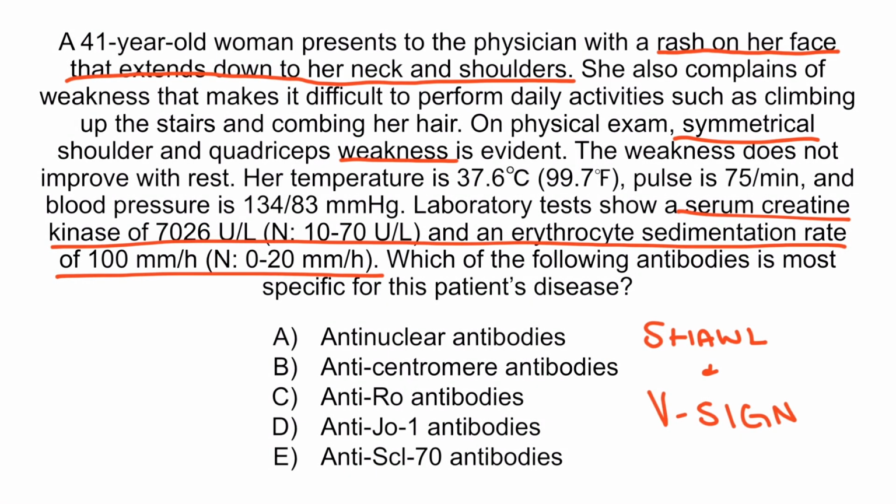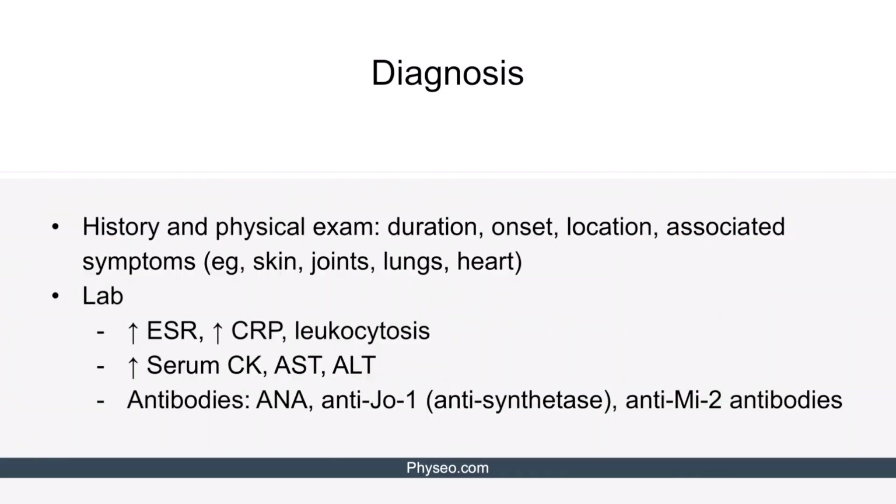So with dermatomyositis in mind, the correct answer, the most specific finding to this patient's disease, is D, anti-Jo1 antibodies. Recall that while anti-nuclear antibodies will be present in idiopathic inflammatory myopathies, such as polymyositis and dermatomyositis, these antibodies are not specific and can be present in other autoimmune diseases. Now, anti-Jo1, aka anti-synthetase antibodies, are more specific to both of these conditions, dermatomyositis and polymyositis.